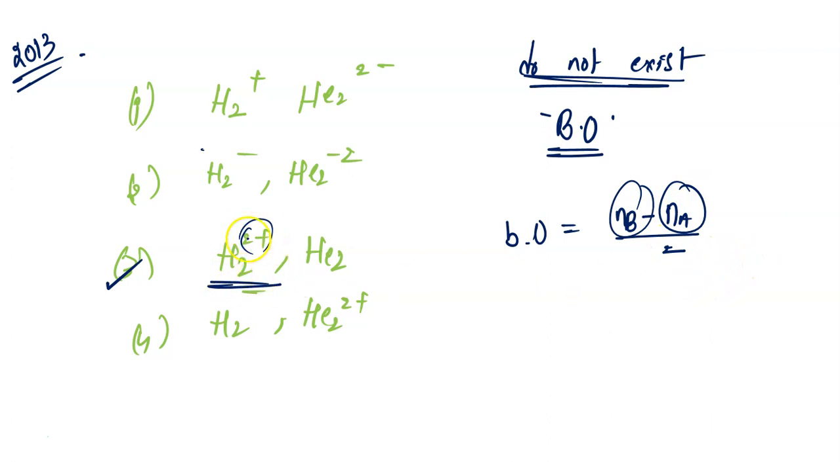So bond order of H2 plus 2 is 0. What about He2? He2, 4 electrons it has. 2 of them are bonding, 2 of them are anti-bonding, divided by 2, altogether 0 again. So bond order of these two species is equal to 0. So these do not exist. Right answer here will be option 3.